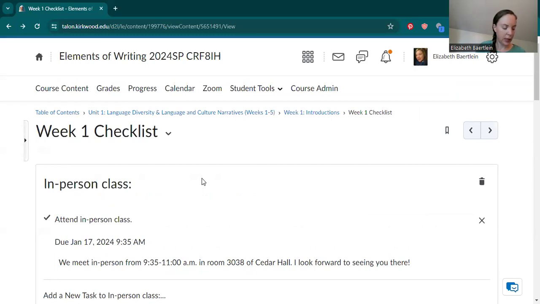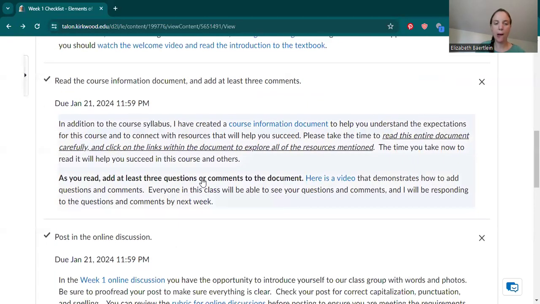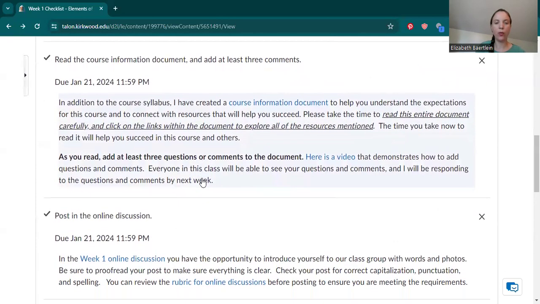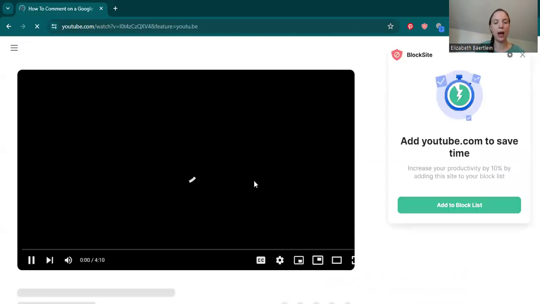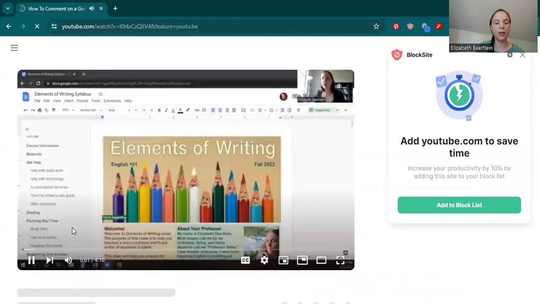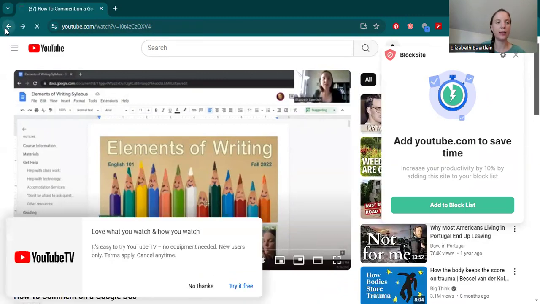Another thing is presenting instructions in multiple modalities. For example, I have text instructions here. I have them read and comment on my course information document, which is sort of like a syllabus. But then I also have a video demonstrating. Especially if you're asking students to do something with technology that some students may not have done before, it's very useful to have a video. This is just 4 minutes long, just a screen share showing them how to do the thing that you're asking them to do.